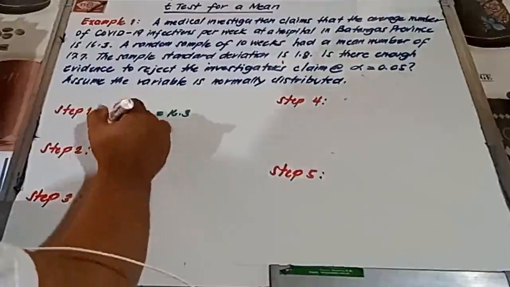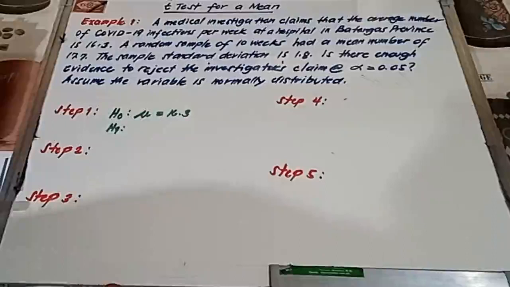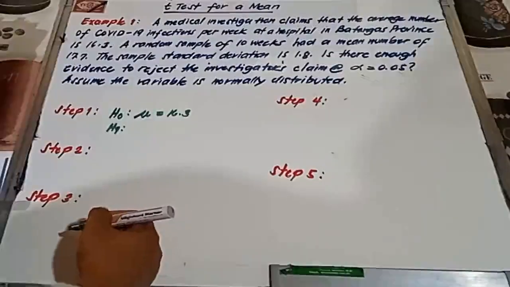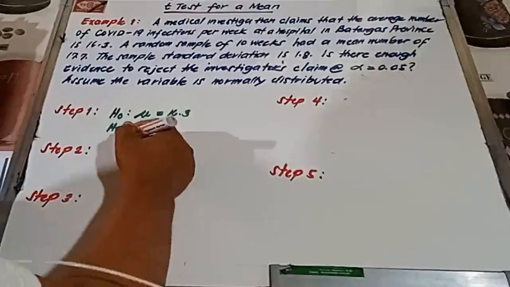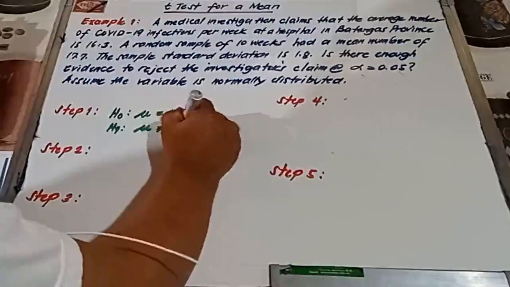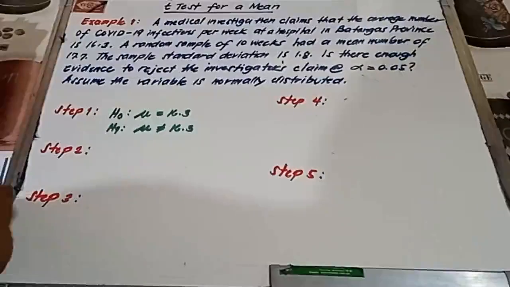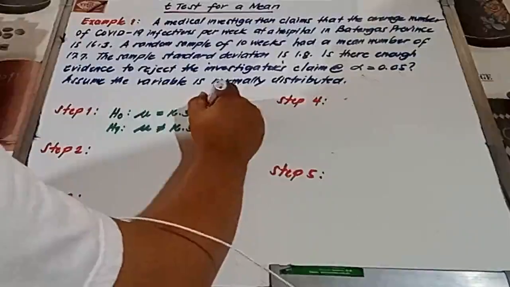Okay? So therefore, our alternative hypothesis is the negation of our null hypothesis. If this is equal, our alternative is not equal. Mu not equal to 16.3. Ang claim dito ay yung ating average number of COVID-19 infections per week ay 16.3. So ito ang kine-claim. Okay?